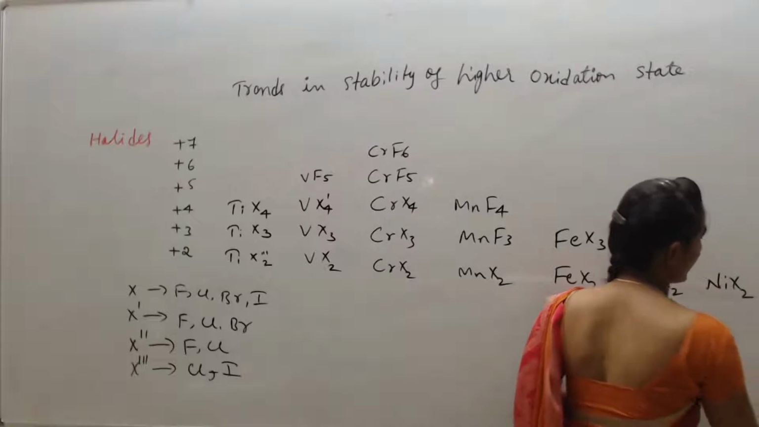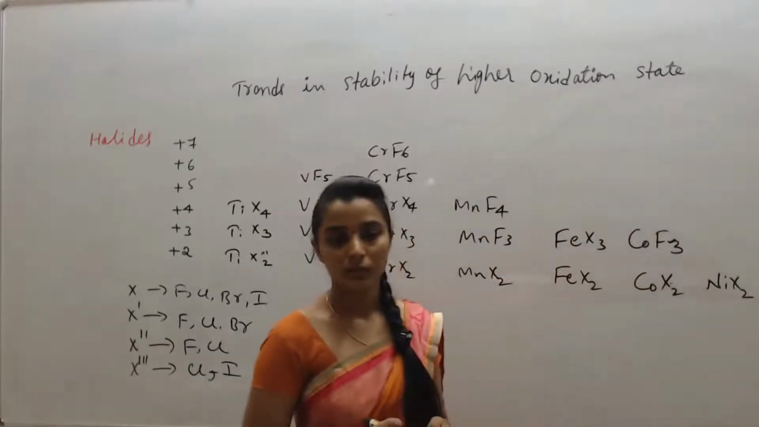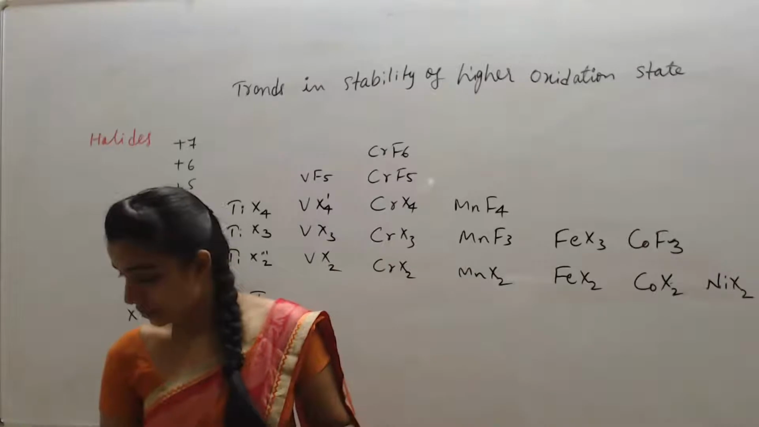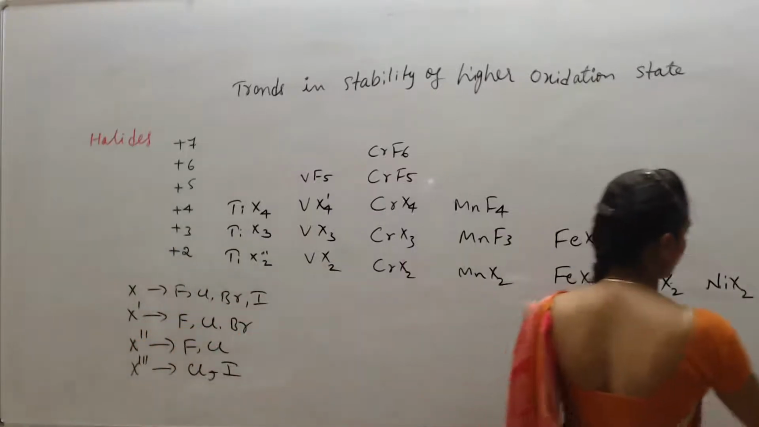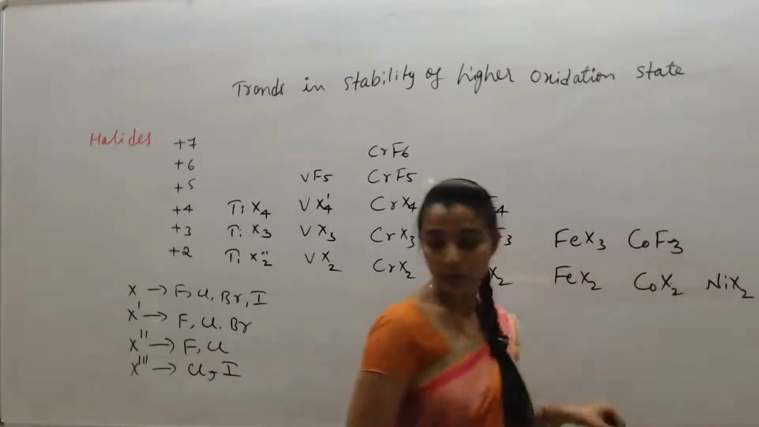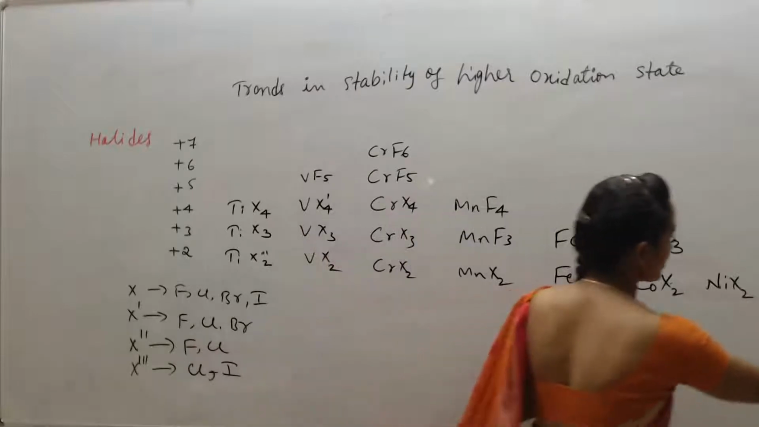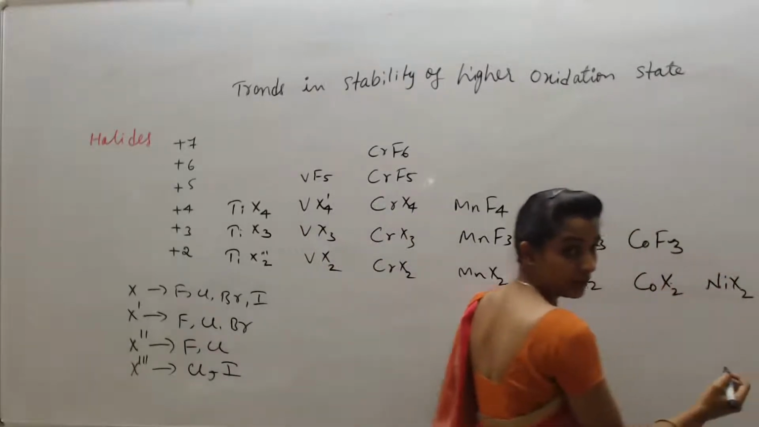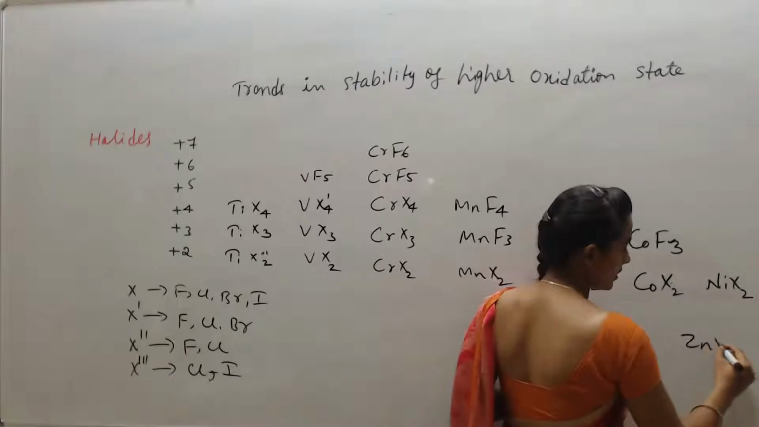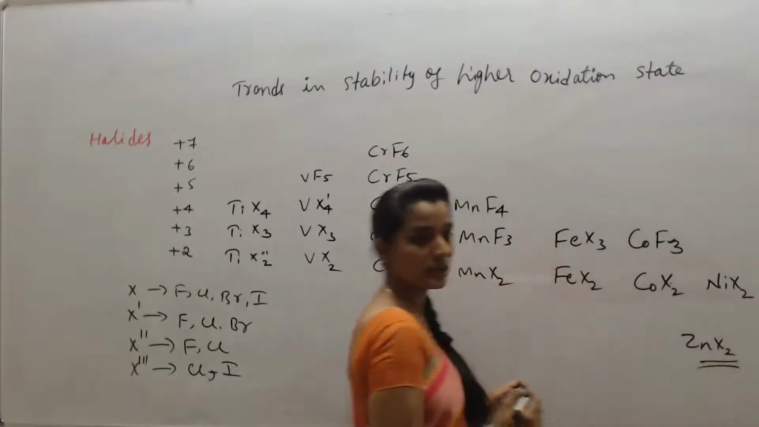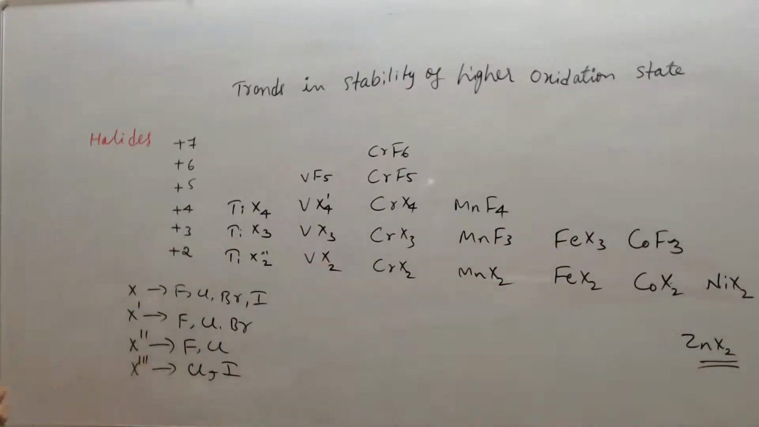And CuX. Okay, so the last one is zinc. Zinc is ZnX2. Zinc is also stable at all the oxidation states.